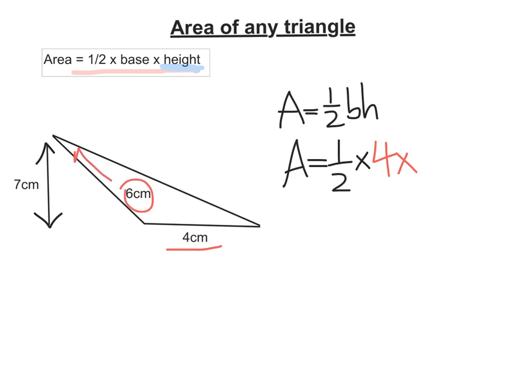The 6 is the length of this side here, but that's not at right angles to the base. The 7 is the height. It goes from the base at right angles to the top. So it's 4 times 7. And if we put that into our calculator, we're going to get 14, and it's all in centimetres, so 14 centimetres squared.